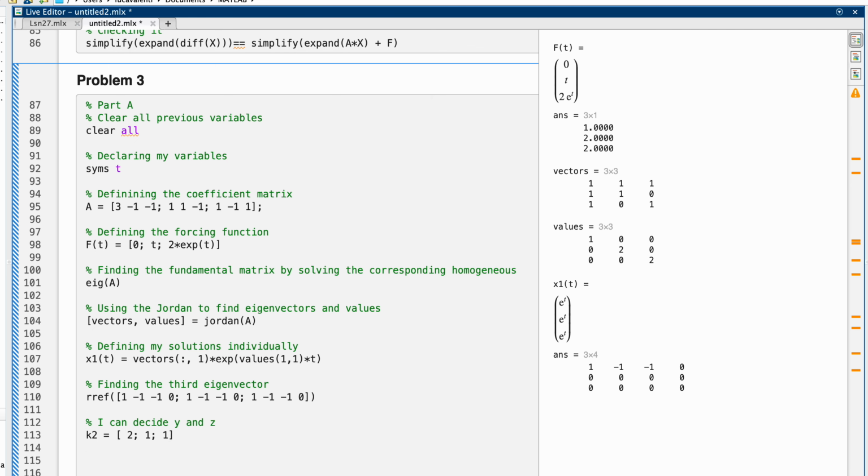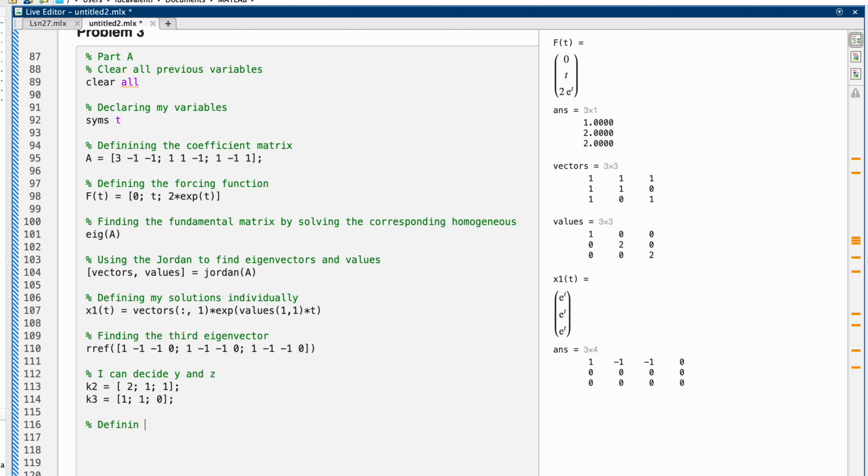And now we're going to do k3. As long as we put a 0 somewhere, we know that that's going to be linearly independent. So let's say we have 1 and 0, then that's going to be 1, 1, and 0. So these are going to be my vectors. So I can define the other two solutions.